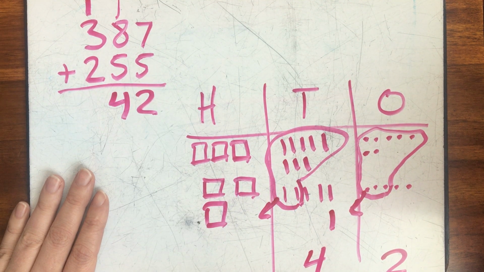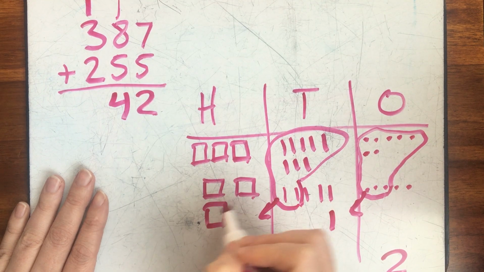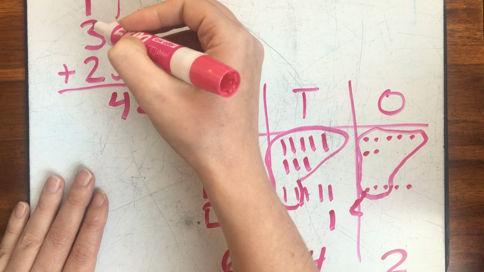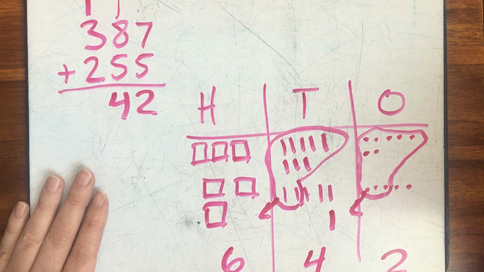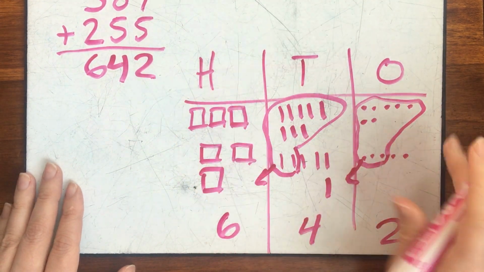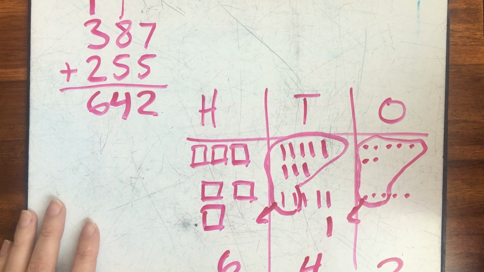Now I'm ready to add my hundreds. 3 plus 3 equals 6. 6 hundreds. 1 plus 3 is 4, plus 2 is 6. 6 hundreds. So as you can see, we can use a hundreds chart, or we can use the vertical method, and both of them give us the correct answer.